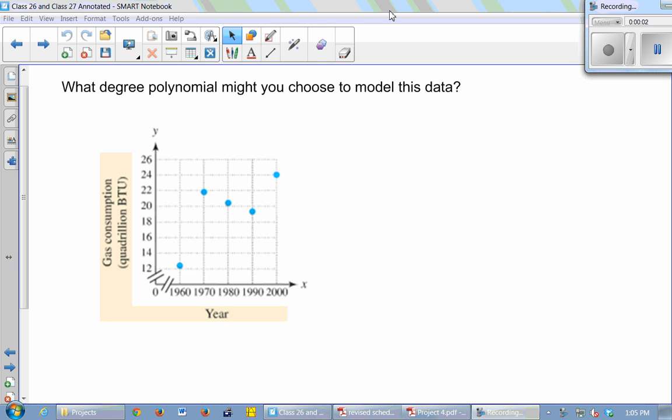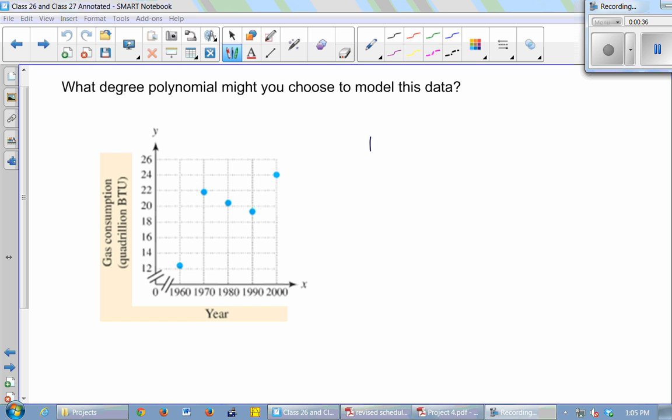If you were going to model it with a polynomial as opposed to a line, what degree might you choose? 3. Why? 2 turning points. Yeah. So we've been talking about polynomial graphs lately, and we said a polynomial that has degree n always has at most n minus 1 turning points. So if this has 2 turning points, it would have to be at least a degree 3. So degree 3 might be a good choice for this one.